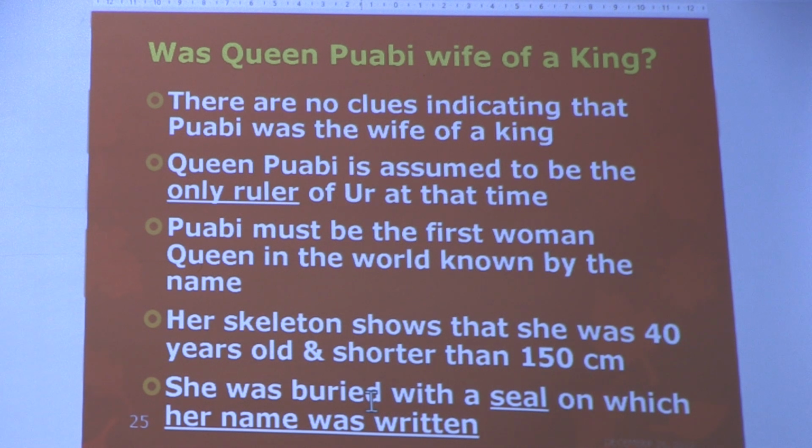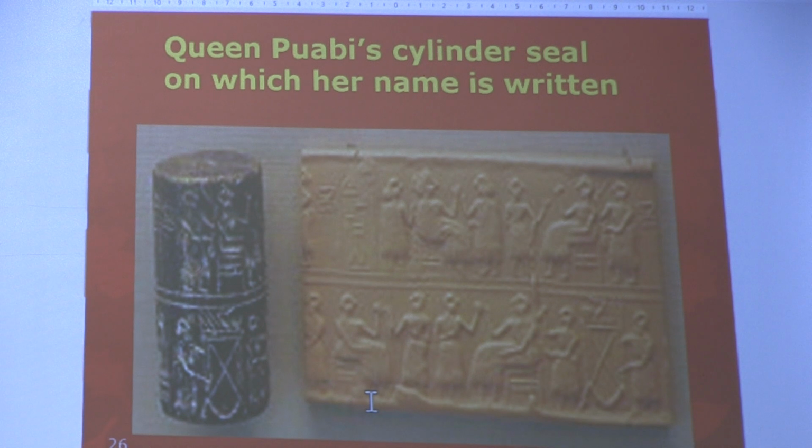Now, she was around 40 years old, but she was a short lady, less than 150 centimeters judging from the skeleton. But the seal definitely proved that she was the ruler and her name was Puabi. This is her cylinder seal.